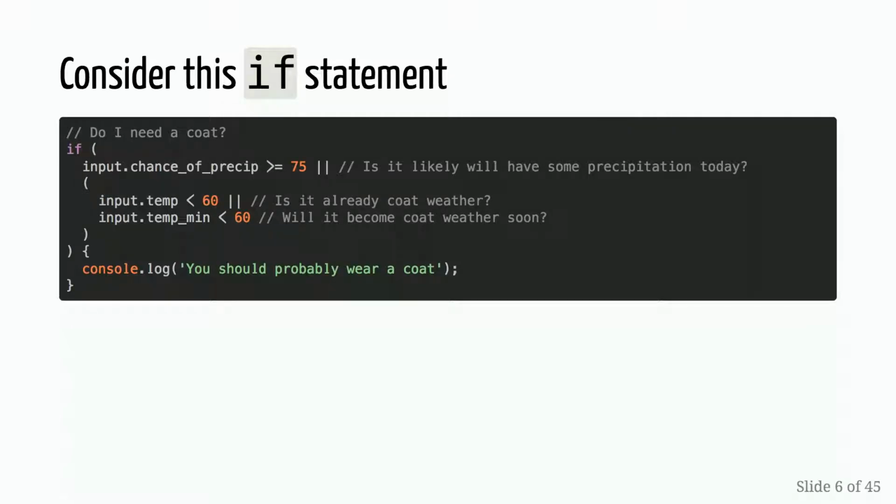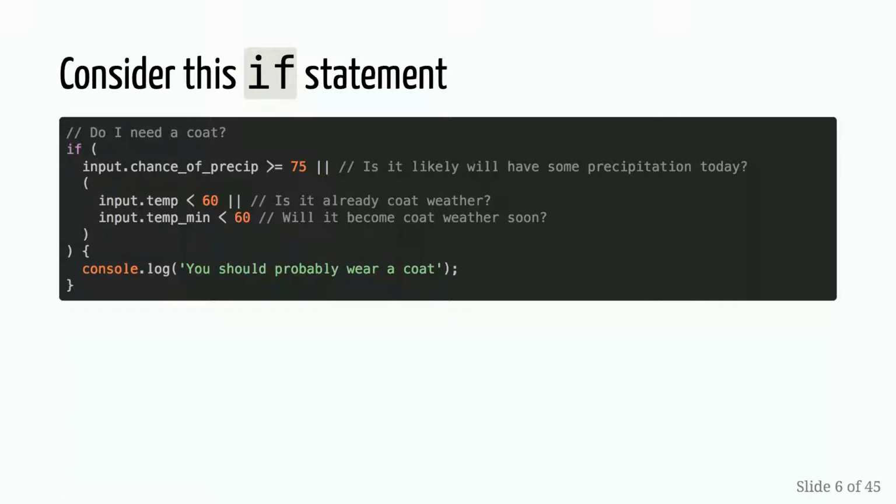So consider this if statement. So let's talk about needing a coat. This if statement is checking to see if chance of precipitation is greater than or equal to 75, or input temp is less than 60, or input temp min is less than 60. Sort of under the guise that maybe it's warm enough for a coat now, but if you're going to leave the house all day, maybe it will get cold. Really, I was just looking for some nested logic. So this is what I came up with. It's going to say you need a coat if it's cold, if it will become cold, or if it might rain.